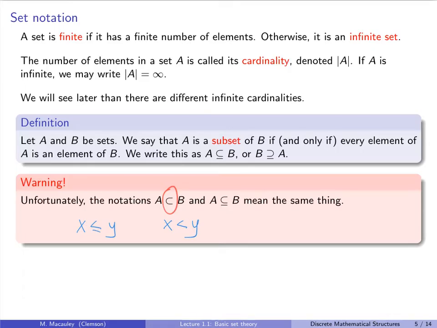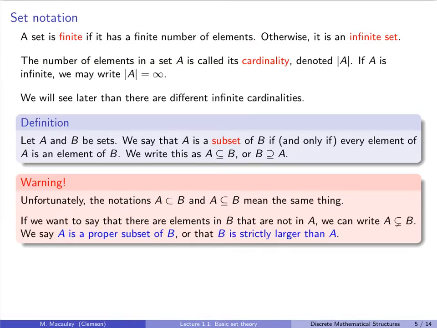So even if I make that convention, you could go out in the world and see a lot of sources that use this to mean subset possibly equal to. So because of that, I will try to exclusively use this symbol for subsets rather than the other one.